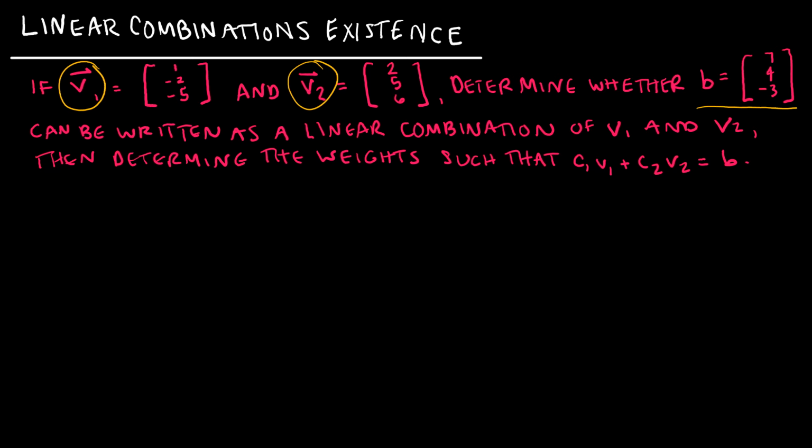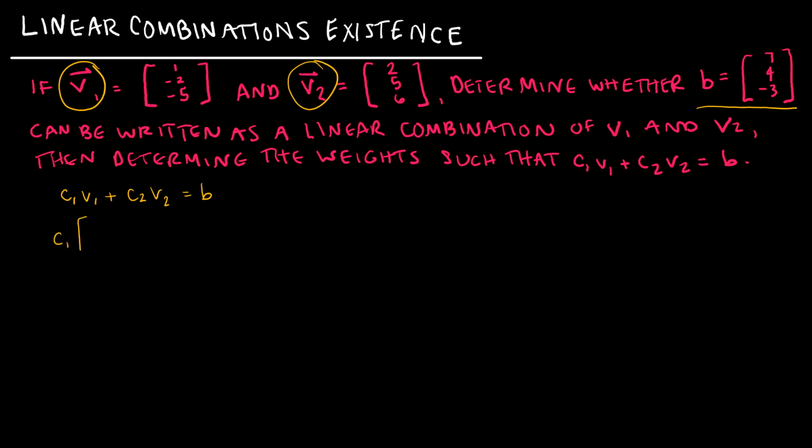Now we have to do math to get us there. So essentially they're saying, is there some C1 that I can take times V1 and some C2 that I can take times V2 to end up at B? That's the question that they're asking. So let's expand on that.